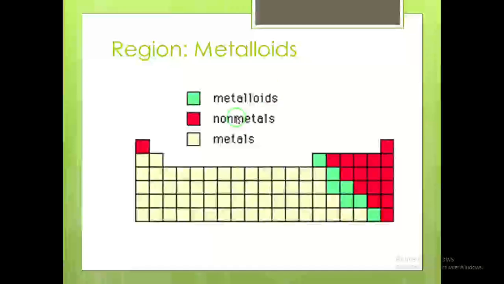You can see the metalloids occupy a stair. You can see a stair is just like you're playing Tetris. A stairway between the metals and the non-metals. 1, 2, 2, 2, 1, 1. So they form the boundary between the metals and the non-metals. That's why they share the properties.